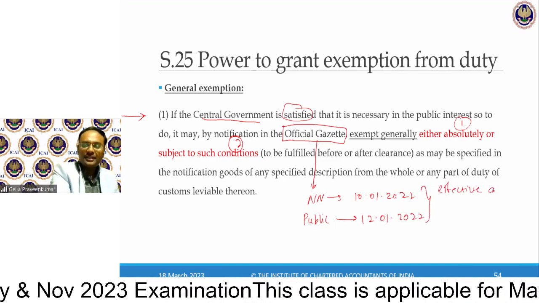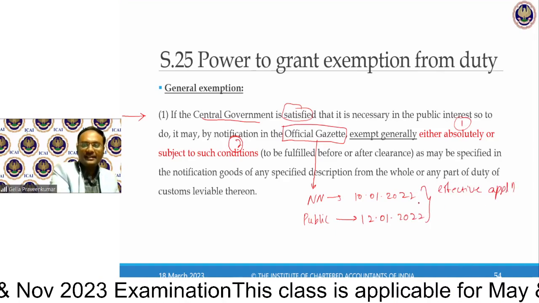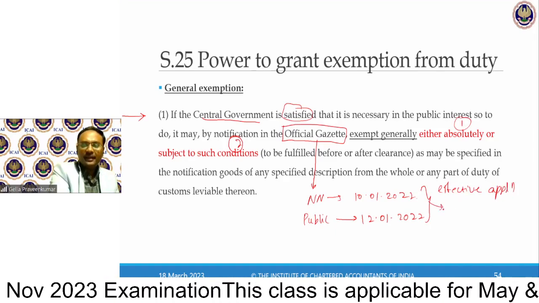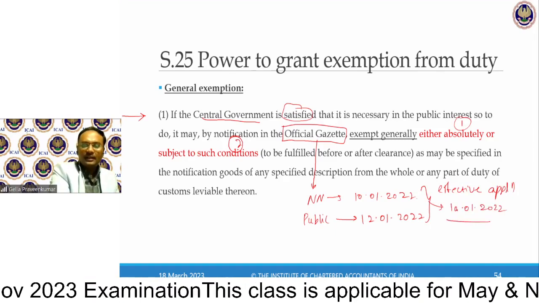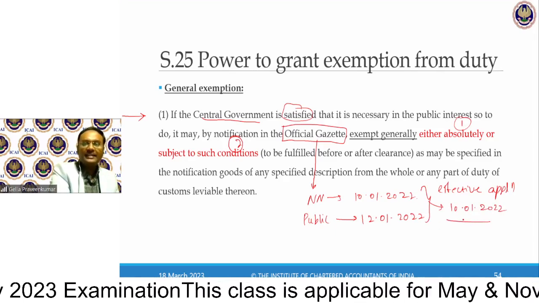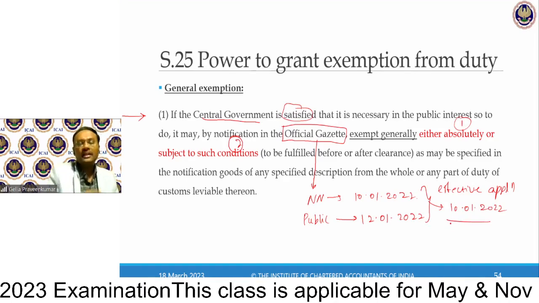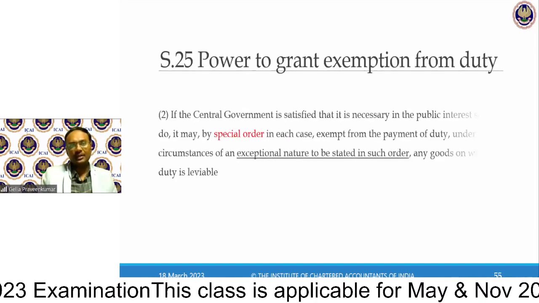The effective application shall be the date of the official gazette, that is, 10th January shall prevail. The notification as per the official gazette, 10th January, shall prevail over what is made in the public domain. This is the importance of your exemption notification.